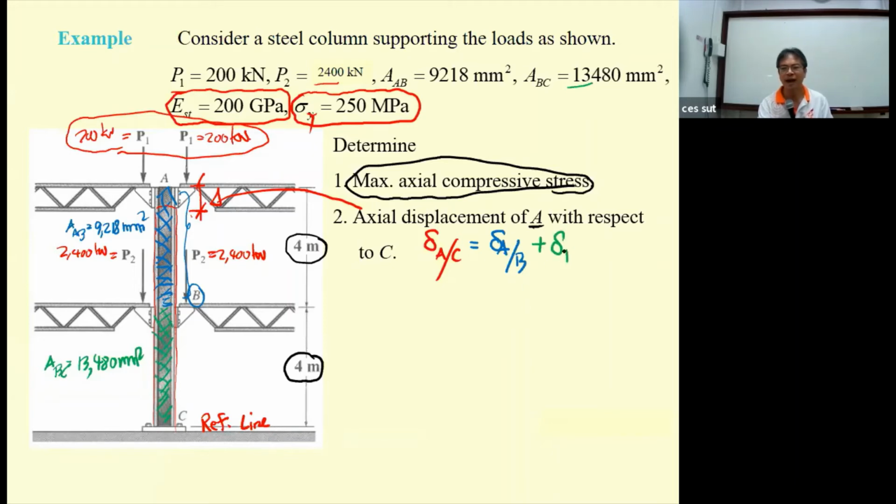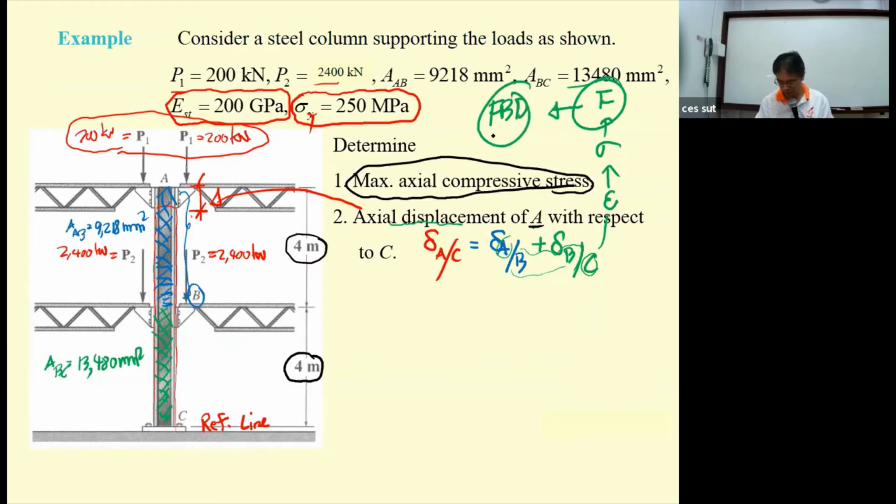That is going to be delta B with respect to C. Again, this will integrate together. It's going to be the deformation of point A with respect to point C. But before we can find the deformation, we have to find the strain. Before we find the strain, we've got to find the stress. Before we can find the stress, we've got to find the internal forces. Before we can find the internal forces, we've got to draw the free body diagram of this column.